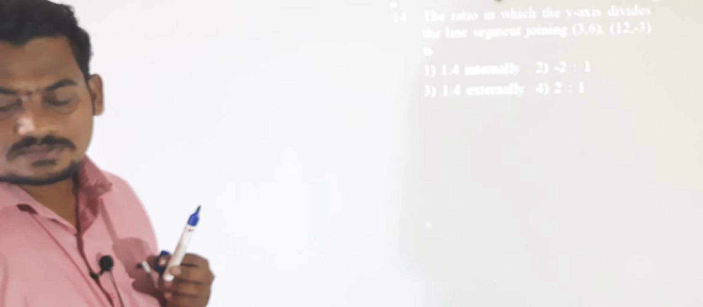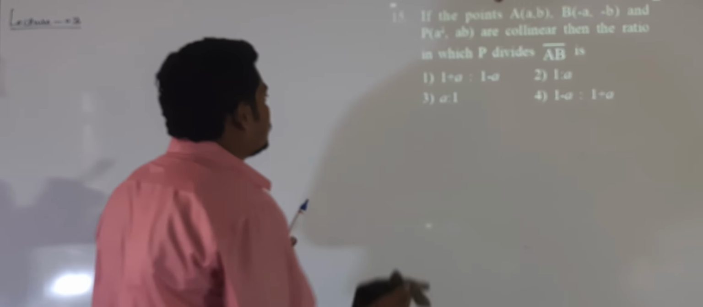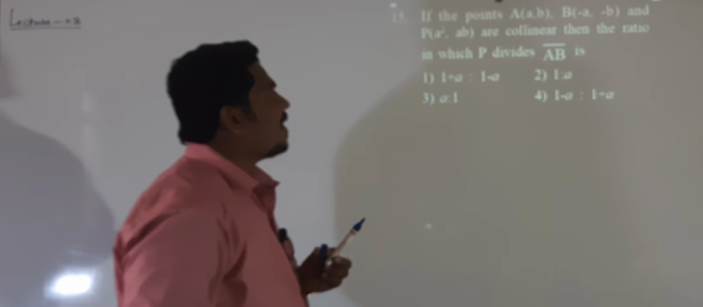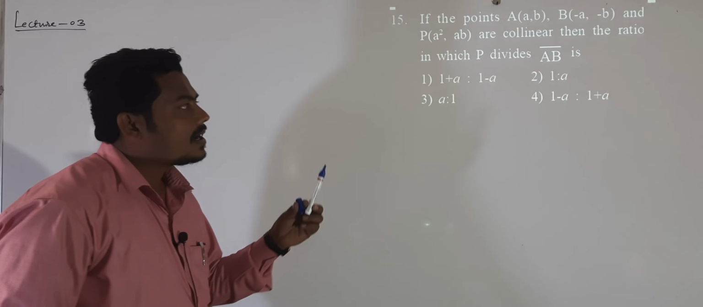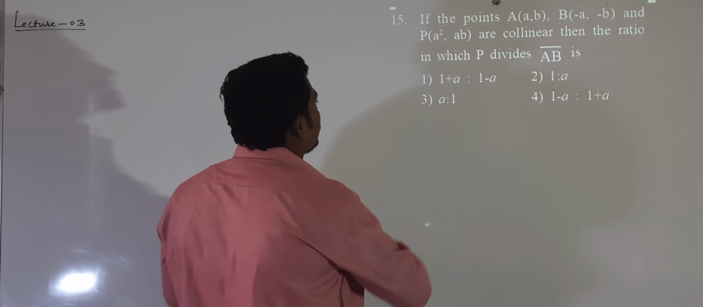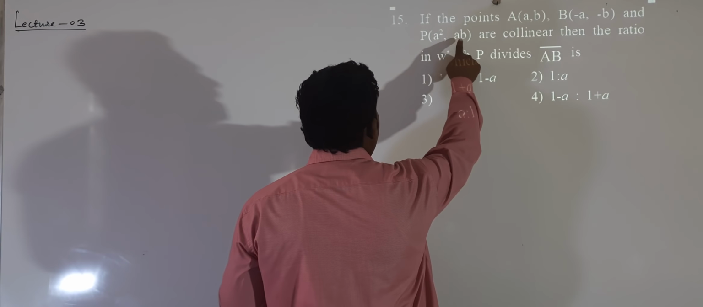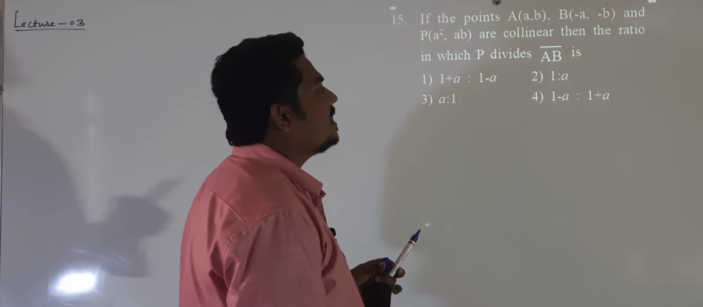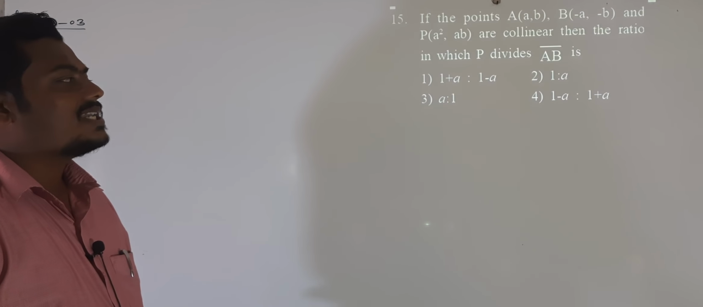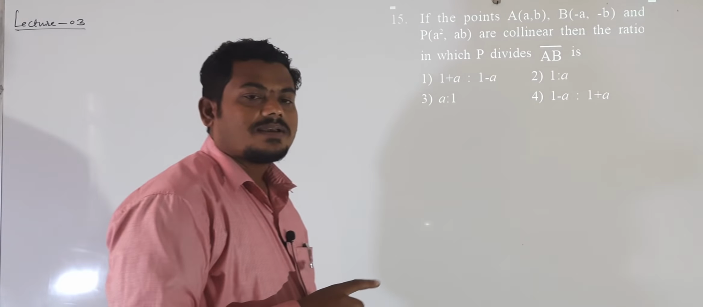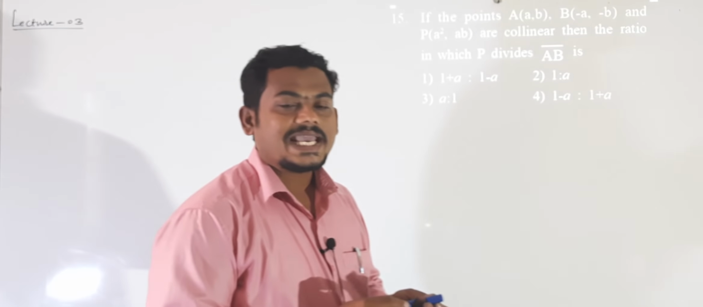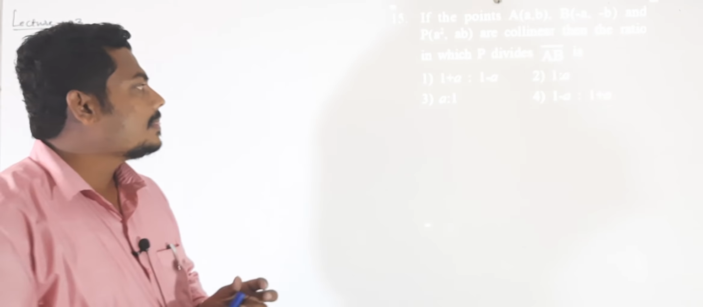Next problem, 15th one. If the points a, b, minus a, minus b and p of a square, ab are collinear, then the ratio in which p divides line joining ab. What they have given? Clearly all 3 points lie on same straight line, right? Lie on a line means collinear.